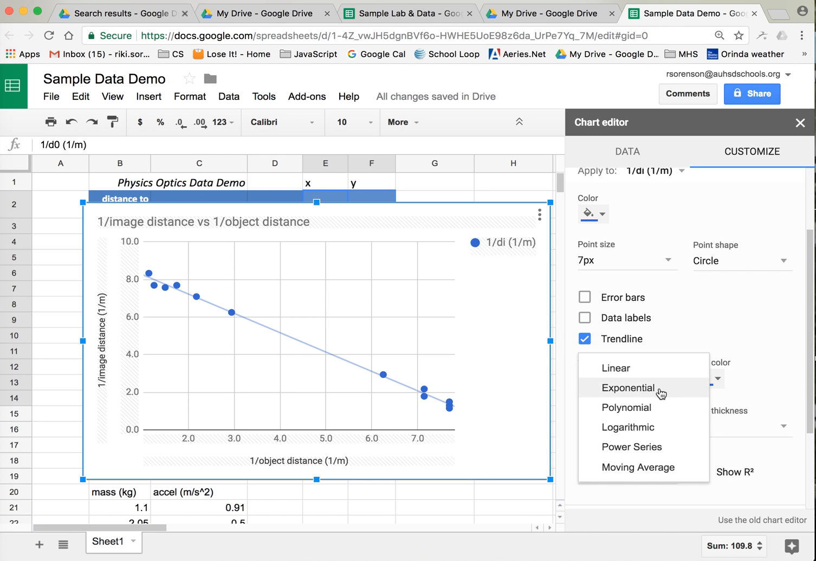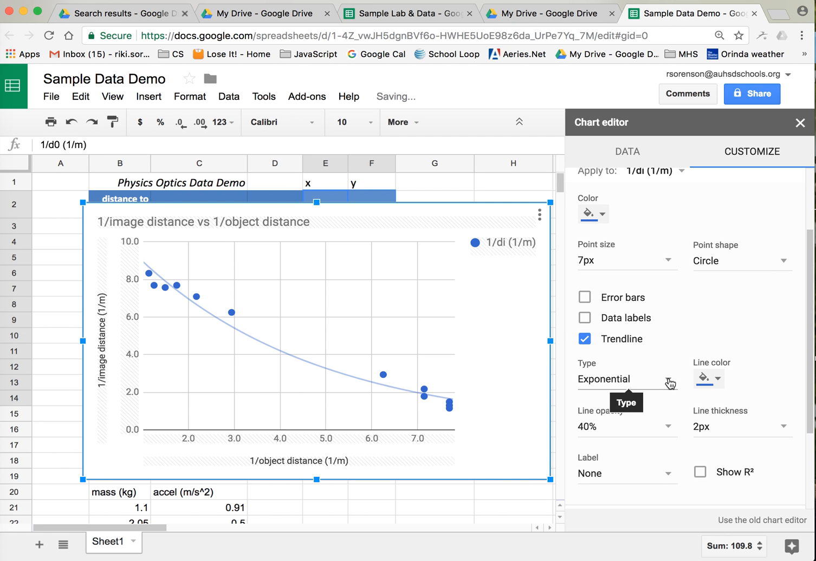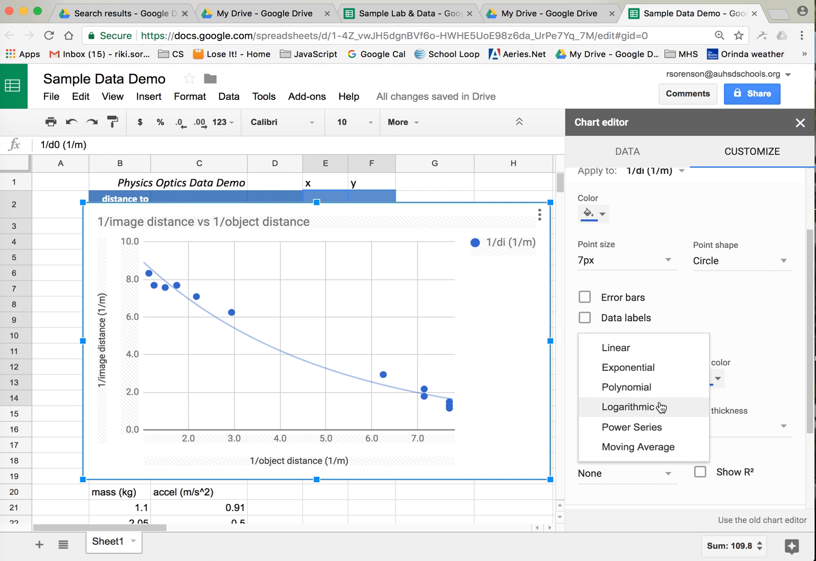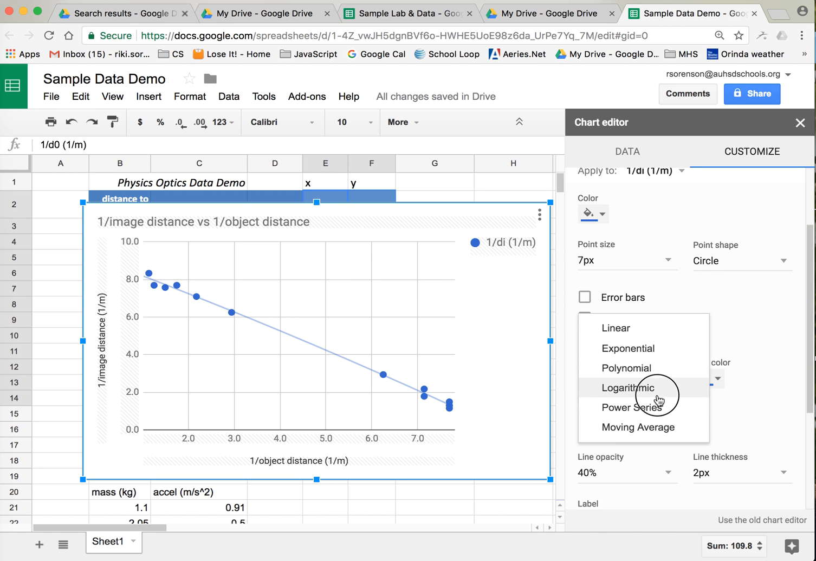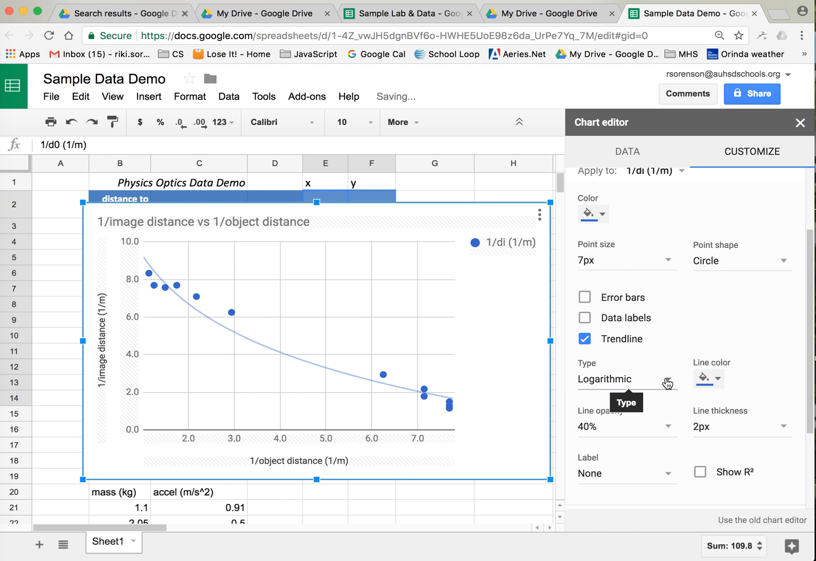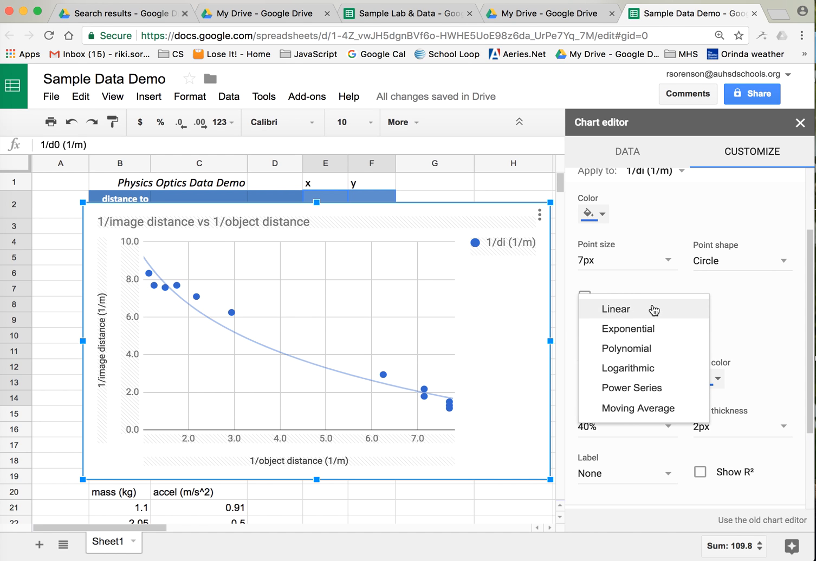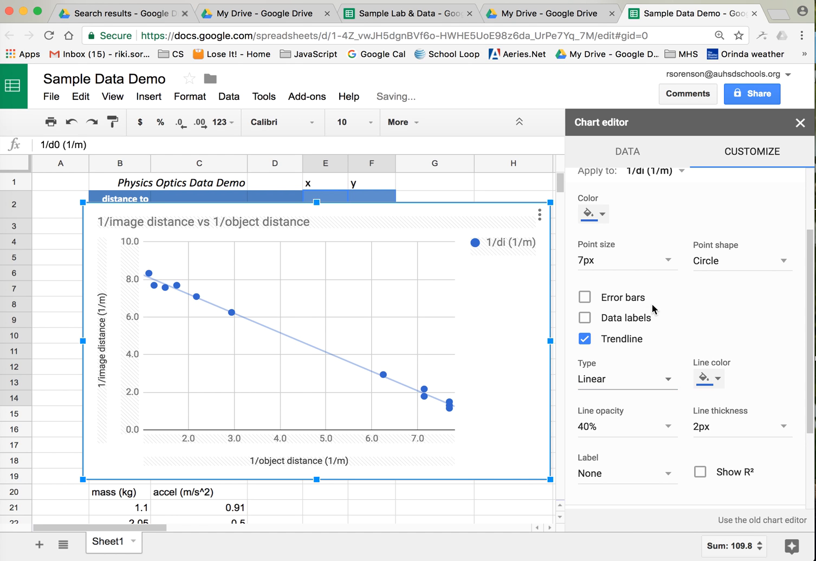But if you tried other ones, you'd get things like this. And you notice how the curve doesn't really match the data? It kind of comes close. You can do a polynomial. You can do a logarithmic or a power series, okay? So in this particular case, linear was correct. And normally you're going to be familiar with the formulas to know if it should be a linear graph or a power graph or what it should be. So you want to think about it before you just go ahead and put the trend line on there.